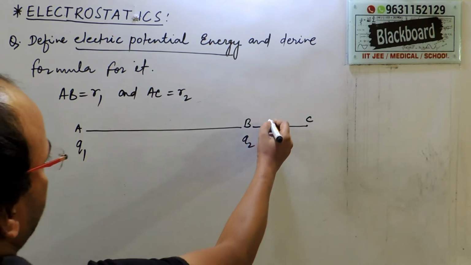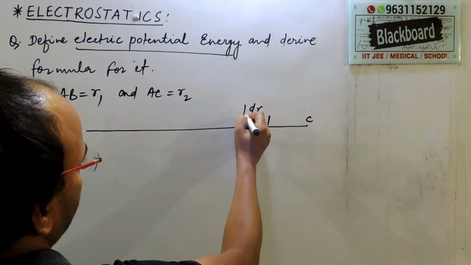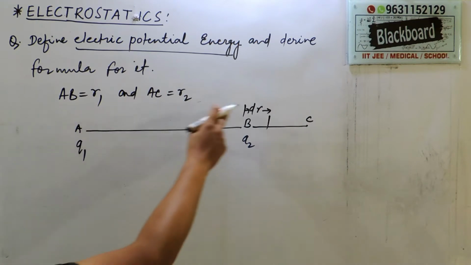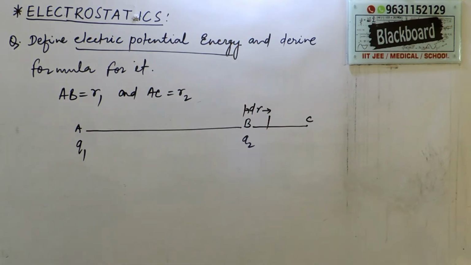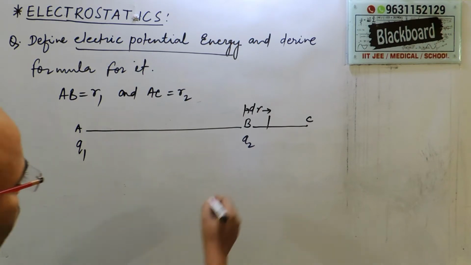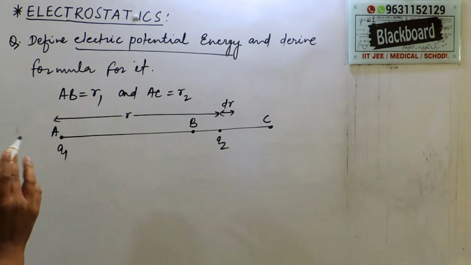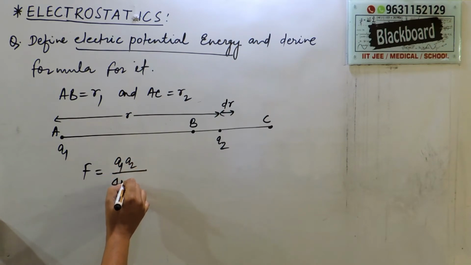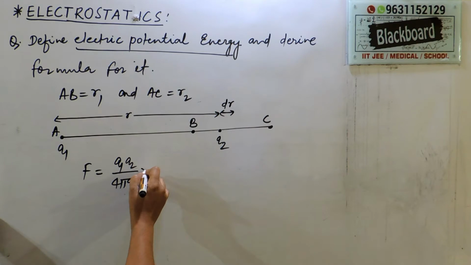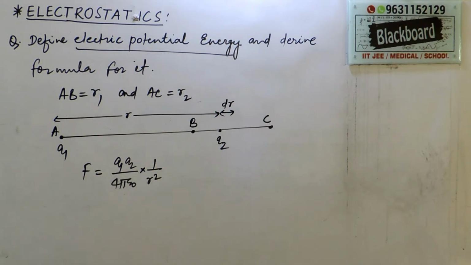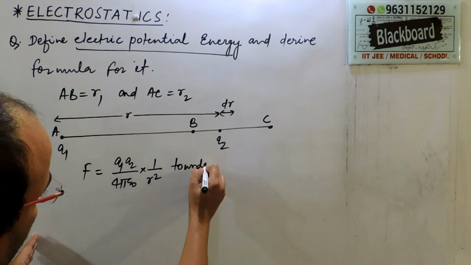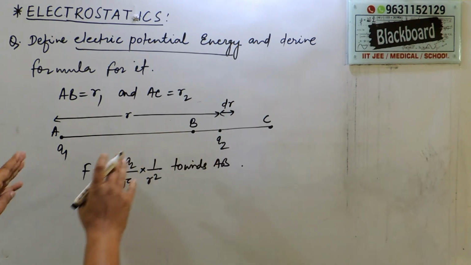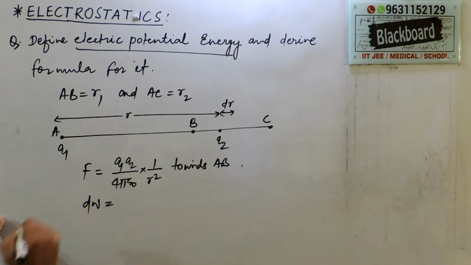And let this small distance be dr. From here to here the distance is dr, and the net distance at any point is R. At any point there is a charge Q2, and we can write the electric force on charge Q2 as F equals Q1 Q2 by 4 pi epsilon naught into 1 by R square, and this force is towards AB.